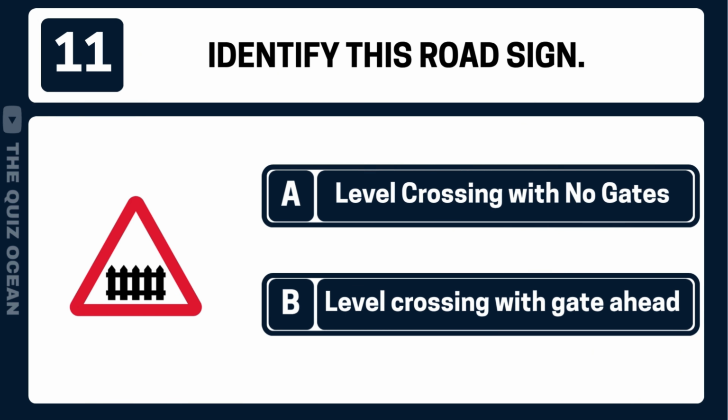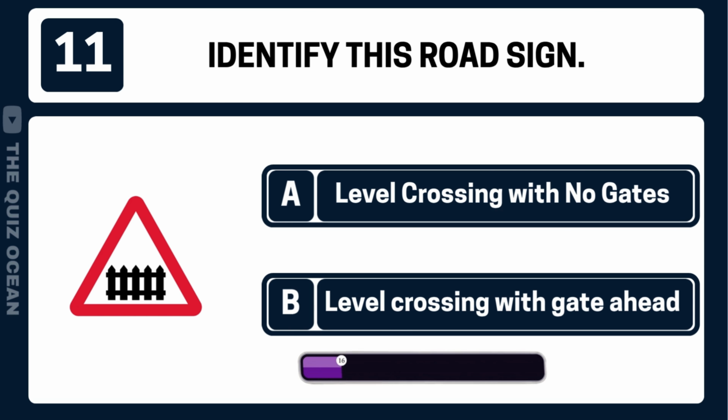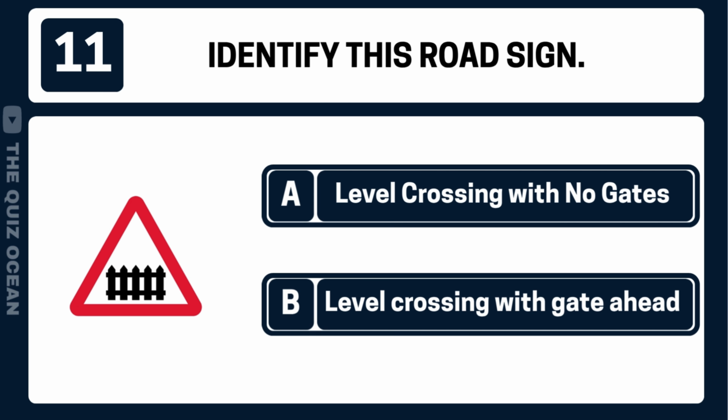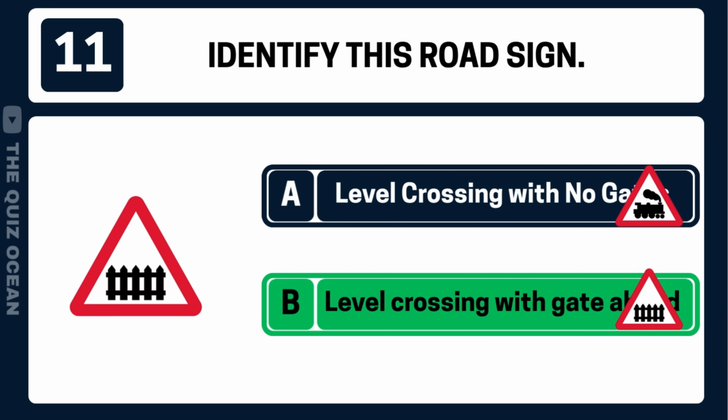Identify this road sign. A. Level crossing with no gates. B. Level crossing with gate ahead. The answer is B. Level crossing with gate ahead.